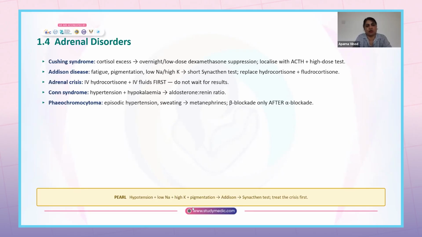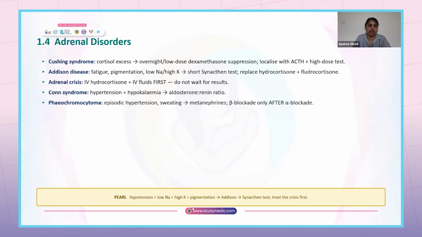Now, Conn's syndrome. The stem of the question will be resistant hypertension, young individual. So what will you do next? It will be a management type of question stem: what investigation, and how will you manage, that you can expect for Conn's syndrome. There will be hypertension, there will be hypokalemia, because Conn's syndrome will have hyperaldosteronism. So hyperaldosteronism means more sodium and less potassium, and we can identify that with a high aldosterone renin ratio. Because of the high aldosterone, it will suppress renin, therefore high aldosterone renin ratio.